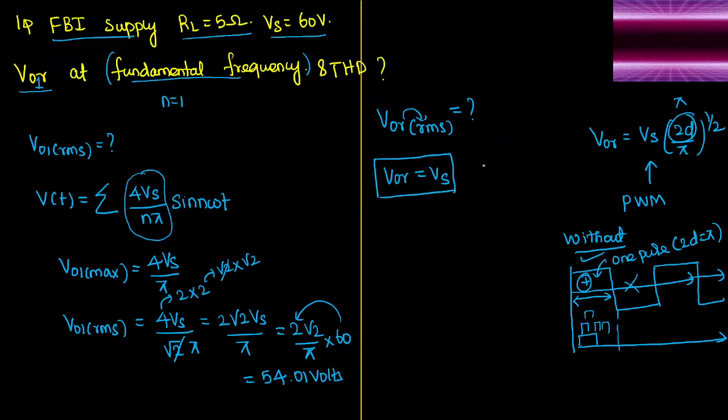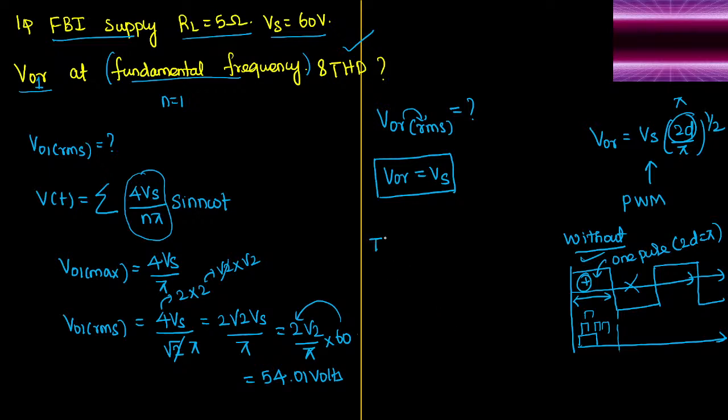Yes, we are correct. Output RMS voltage is simply equal to supply voltage when we are not applying the pulse width modulation technique. This 2D by pi will be visible only when we are applying pulse width modulation technique. Understand? Very good. So now it's time to explore the value of THD, total harmonic distortion.